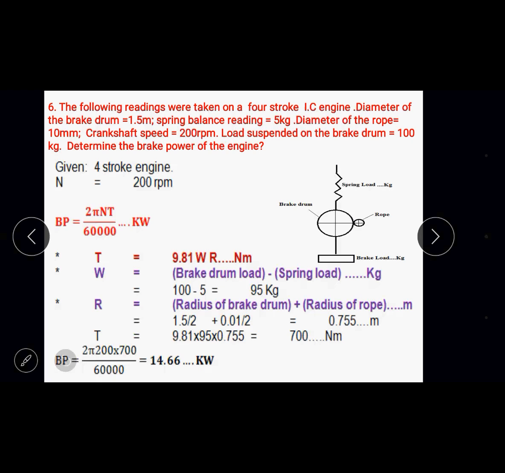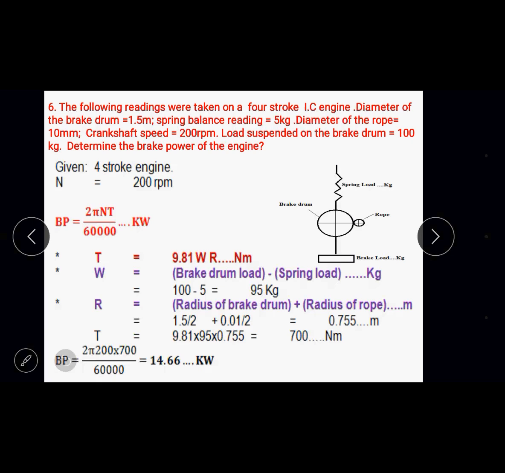So just read the statement. The following readings were taken on a 4-stroke IC engine. Diameter of the brake drum 1.5 meter. Spring balance reading 5 kg. Diameter of the rope 10 mm. Crankshaft speed 200 rpm. Load suspended on the brake drum, it's 100 kg. Determine brake power of the engine.